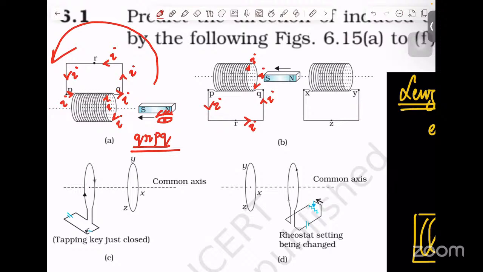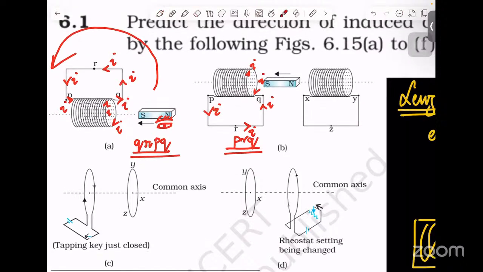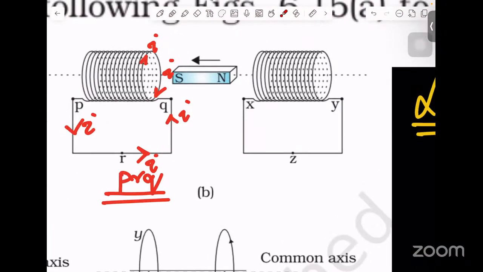Okay. So in this sense, the current would be PRQ. The sense of the current would be from PRQ. Now, in this case, the north pole is actually moving away.